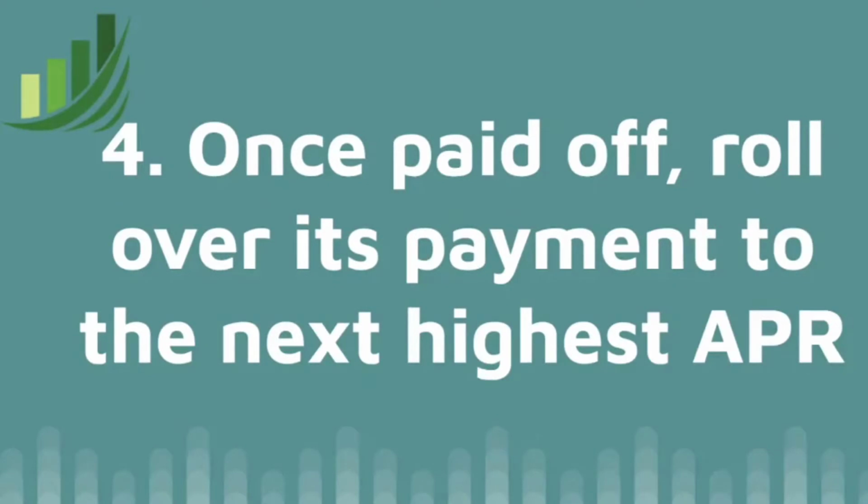Step 4, once paid off, roll over its payment to the next highest APR. So very similar to other methods, you want to continue paying the minimum monthly payments from the loan that you no longer have, but apply it to the next loan in your payoff method to have a bigger chunk applied.